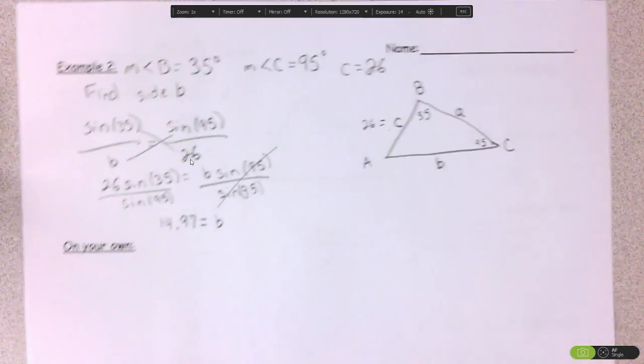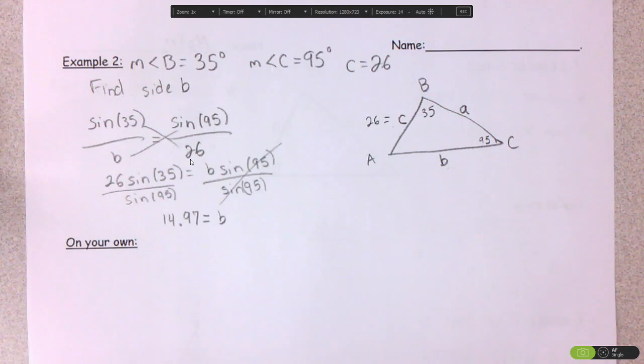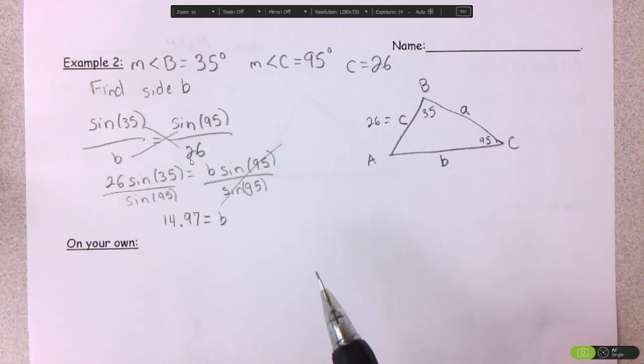So you can type that in the calculator. 26 times sine of 35. Make sure you're in degrees. I think I forgot to say that before. So make sure you guys are in degrees when you are solving these, because we're working in degrees.